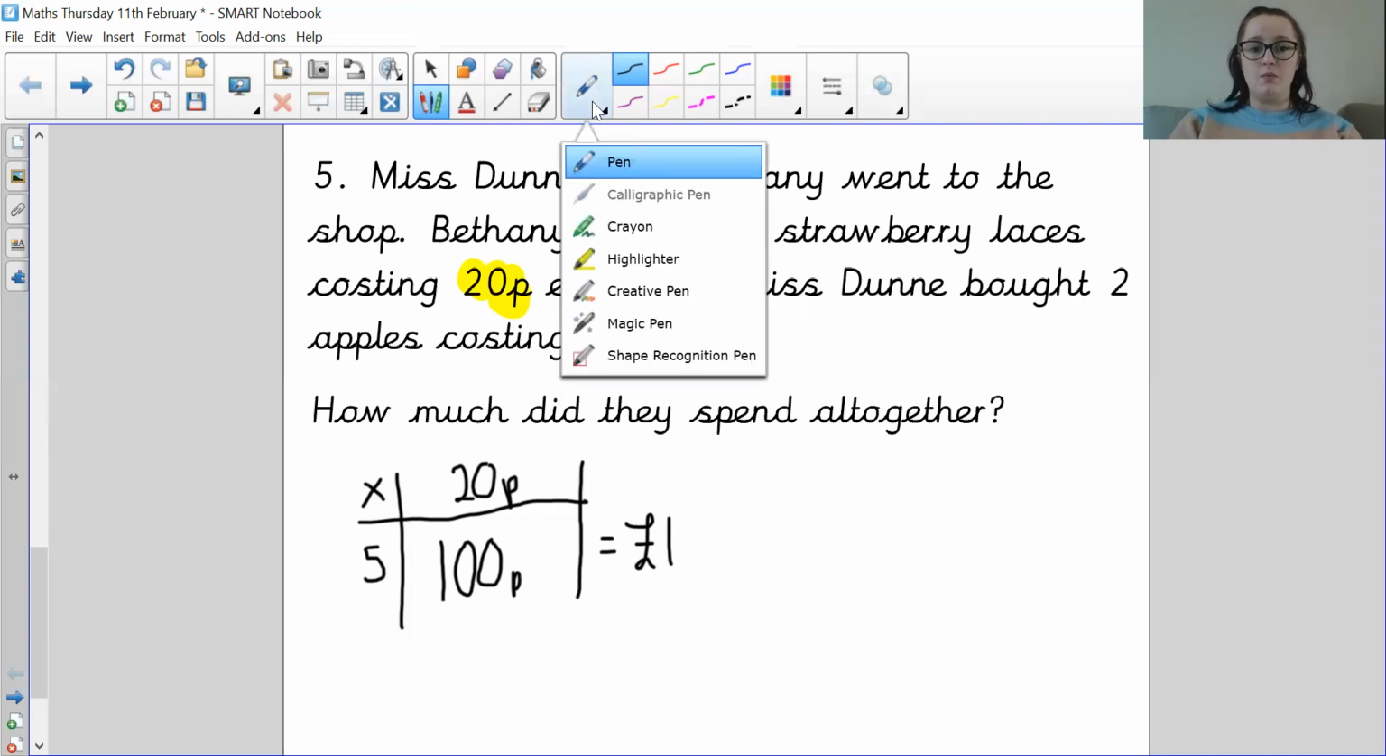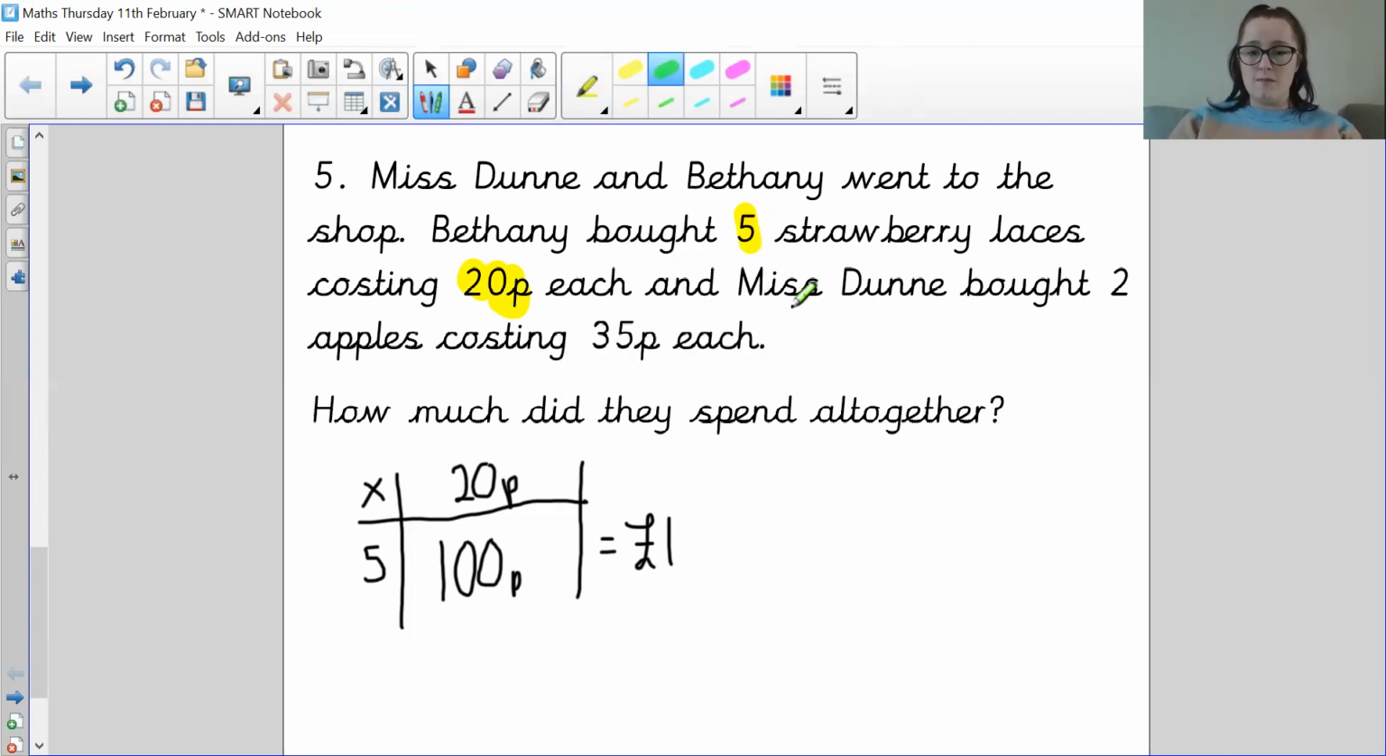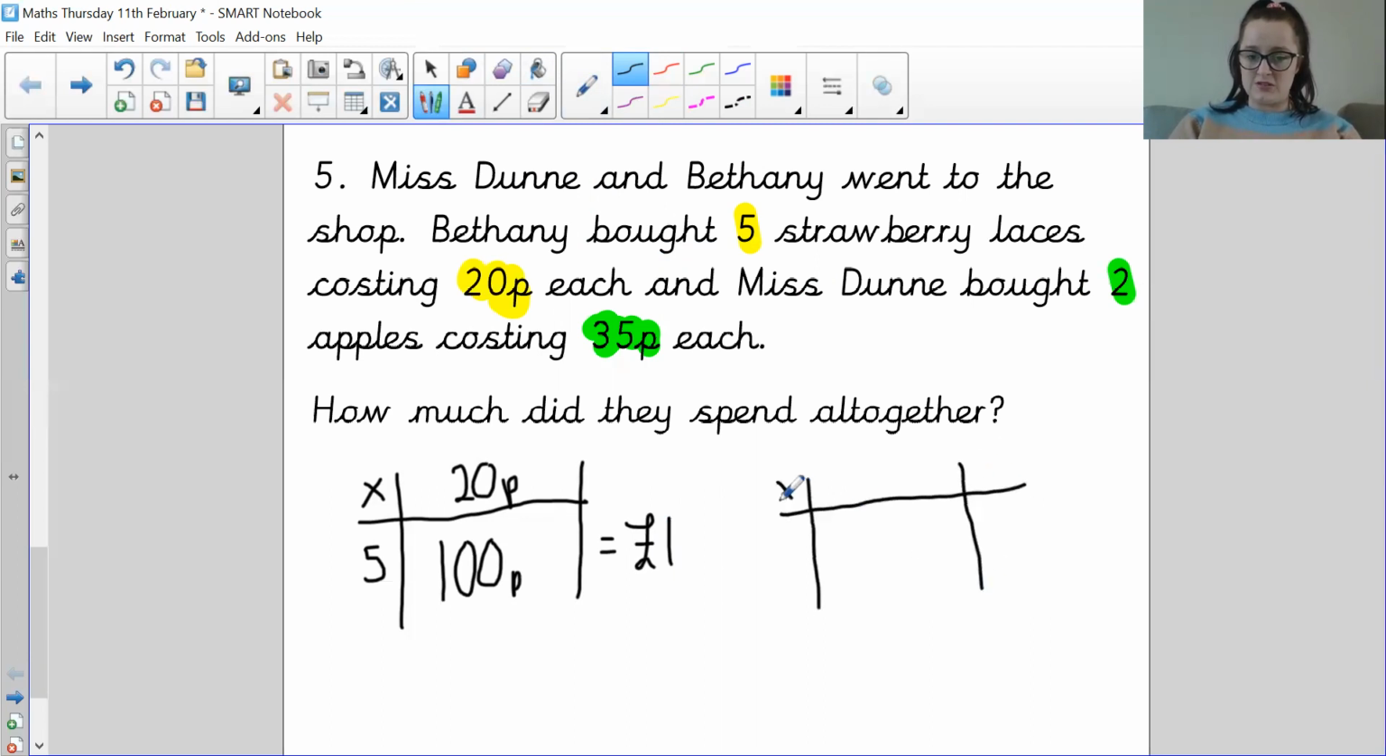Let's have a look at me now and what I bought. So Miss Dunn bought 2 apples and they cost 35p each. So you can see I've done it in a different colour because it's a different calculation that I'm having to work out now. So I'm going to have to do my grid method again, but I can split 35 up, can't I? So I'm going to put my multiplication sign here. I'm going to do my 2 times here, and I'm going to partition my 35 into 30 and 5. So I'm going to do 30, oh, that went a bit crazy, didn't it? 30 here and 5 here.